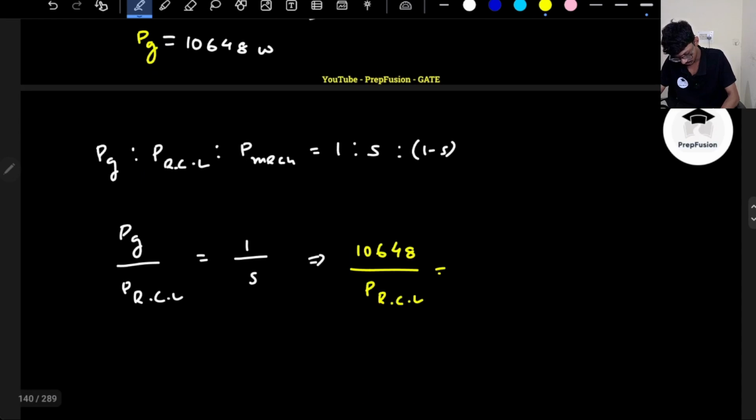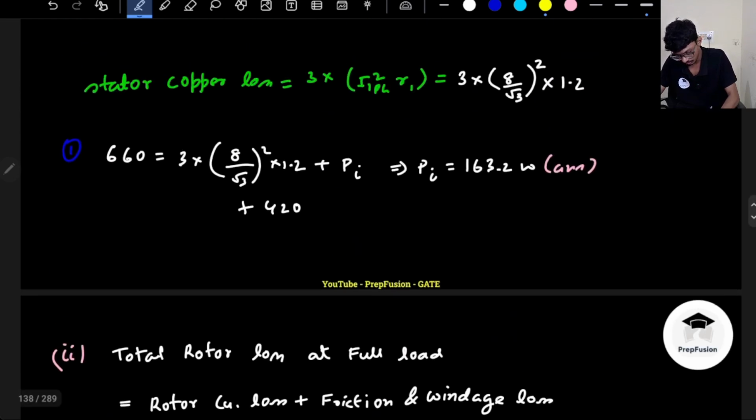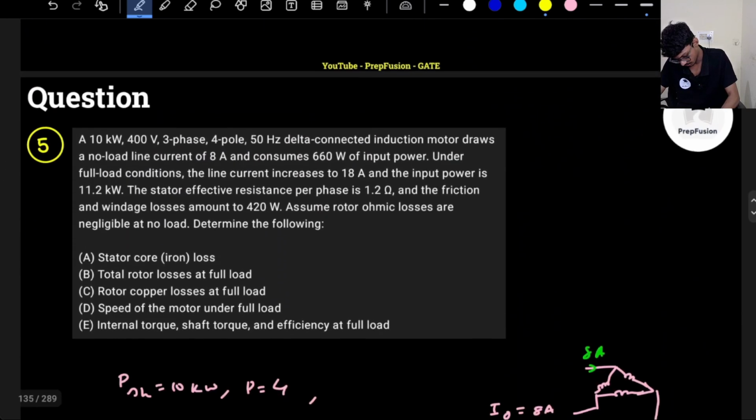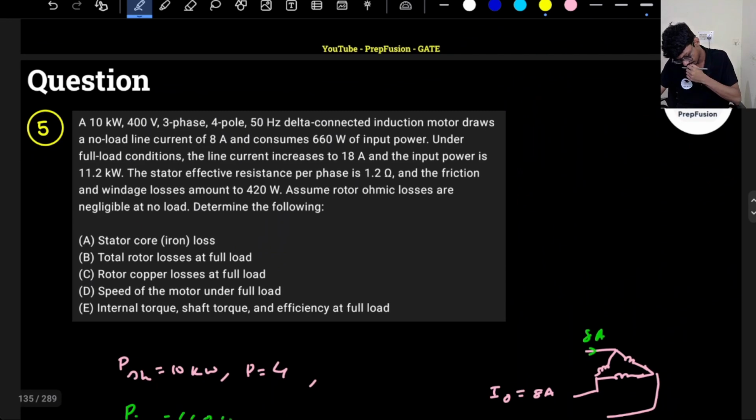Rotor copper loss equals to, now what is slip? Okay, I don't know what is slip. Have they told me the speed at full load? It says 4 pole, 10 kilowatt. Okay, speed is not told to me. How will I find out the slip? Speed should be given, I guess. Then how else will I find out the slip?